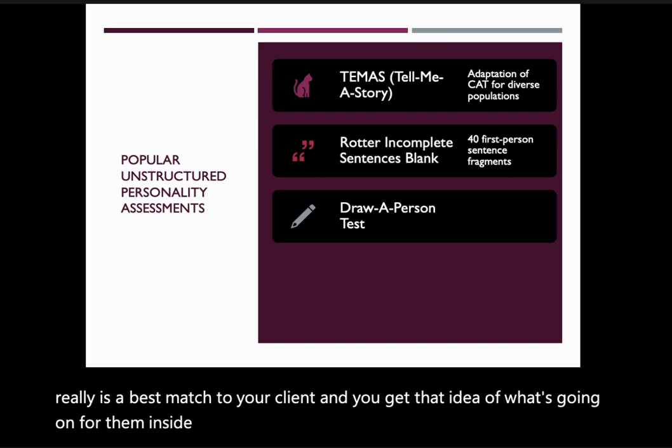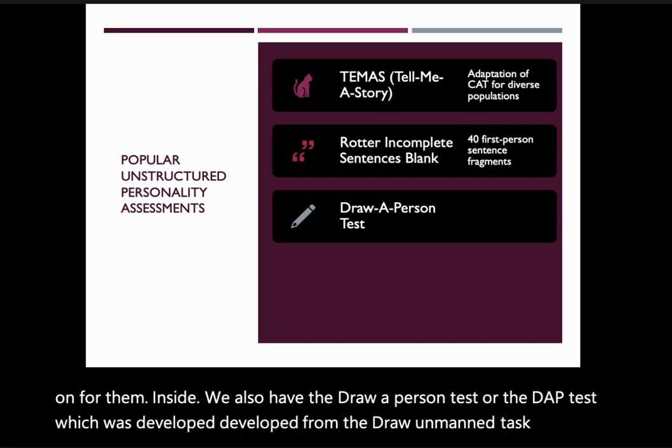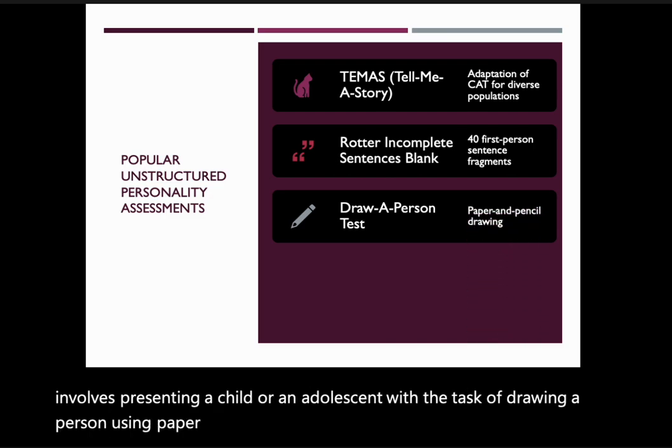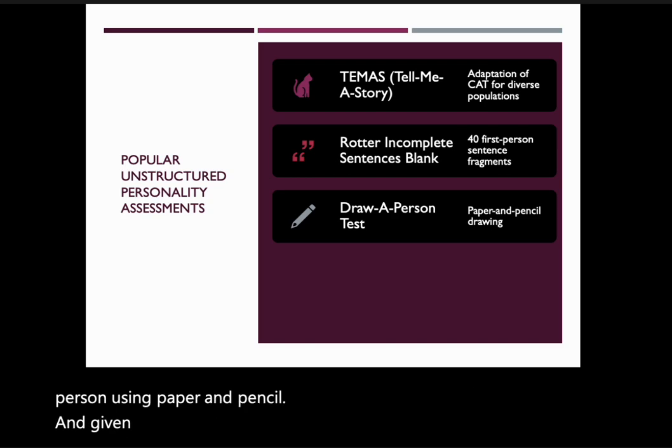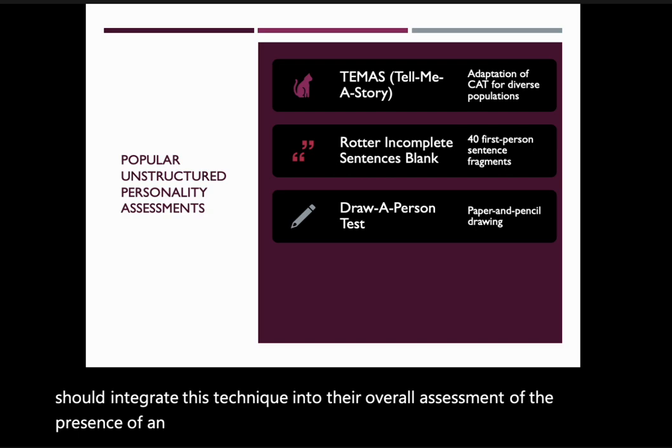We also have the Draw a Person test, or the DAP test, which was developed from the Draw a Man task and involves presenting a child or an adolescent with the task of drawing a person using paper and pencil. And given the psychometric concerns with this technique, counselors should integrate this technique into their overall assessment of the presence of emotional and behavioral problems.